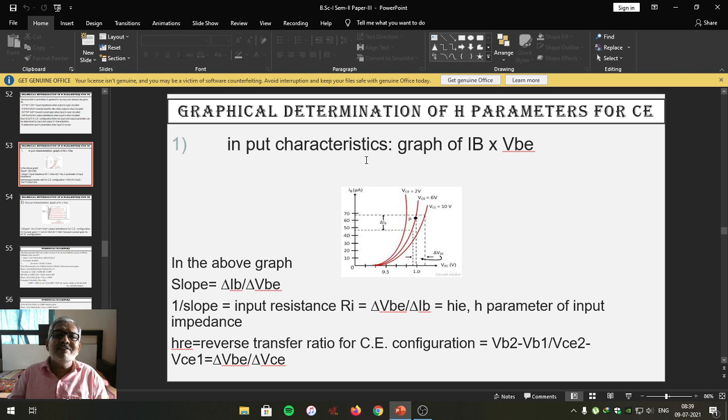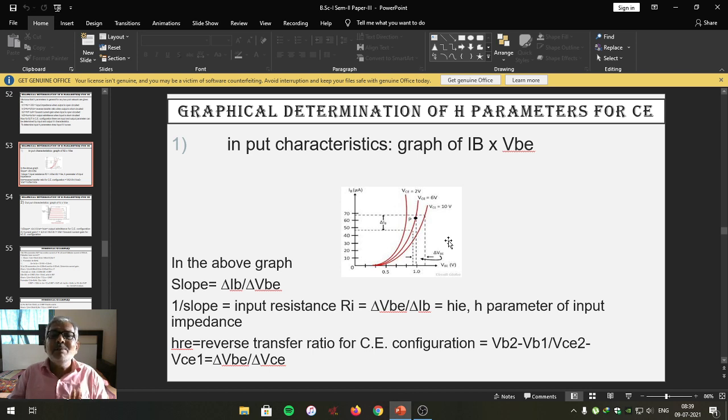For your reference, input IV characteristics are nothing but the graph of IB versus VBE. On y-axis, IB is taken, on x-axis, VBE is taken. We have interpreted these particular characteristics in BJT as a common emitter configuration. So that is not part of today's lecture, but we are considering this lecture to calculate the H parameters which we have just now introduced.